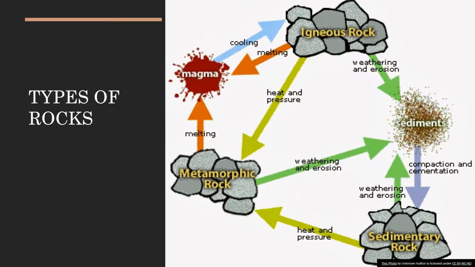So we'll start off by talking about igneous rocks. Igneous rocks are formed from magma, and magma is just a word that stands for lava that's underneath the ground. So it hasn't come up out of a volcano yet. So that hot magma, when it cools, turns into igneous rock. And igneous rocks are classified based on how they're cooled.